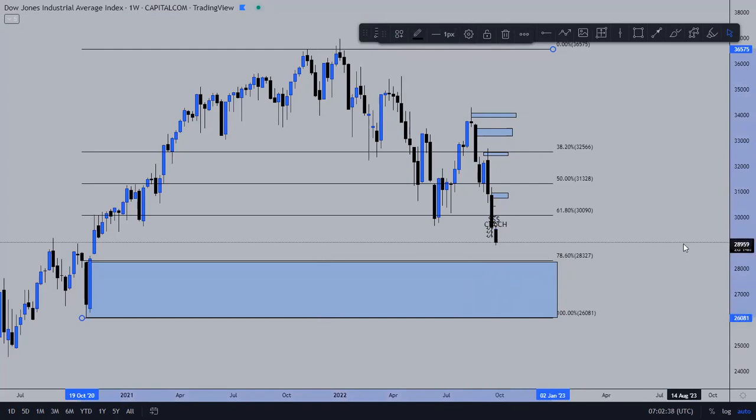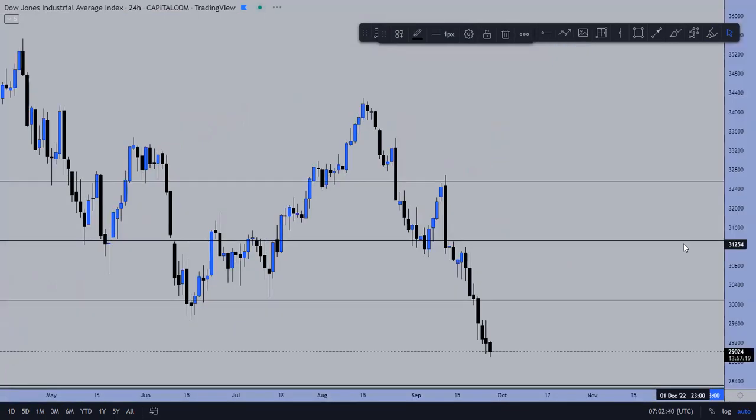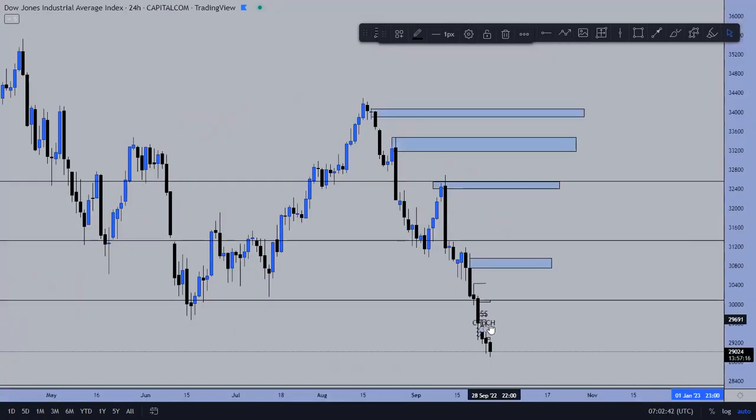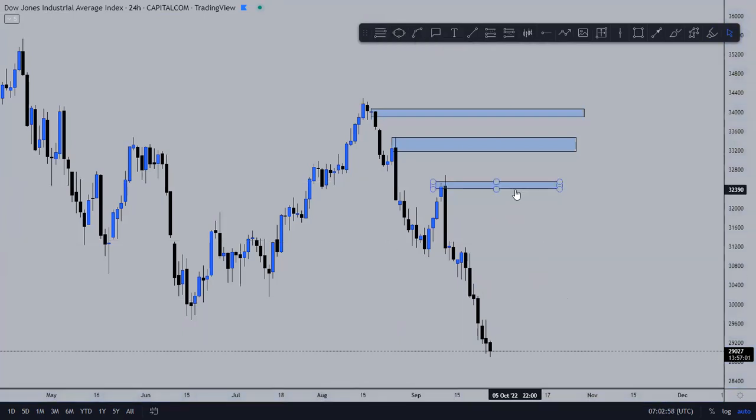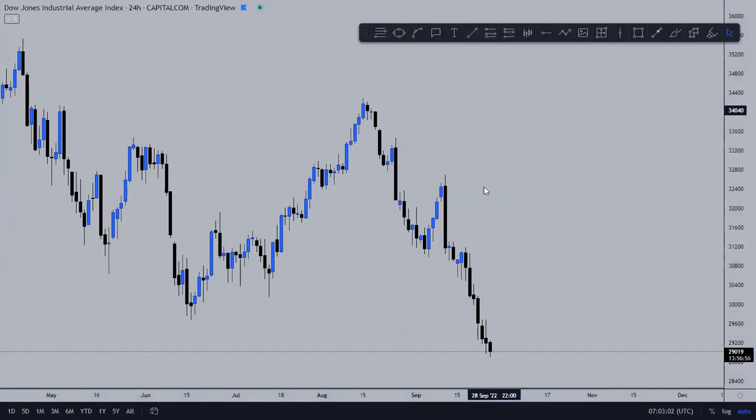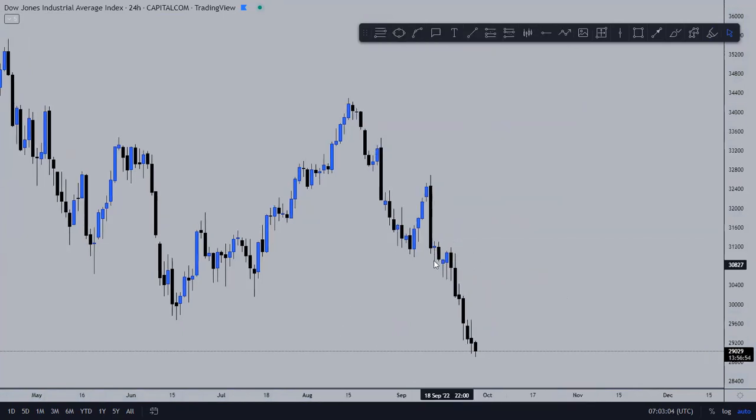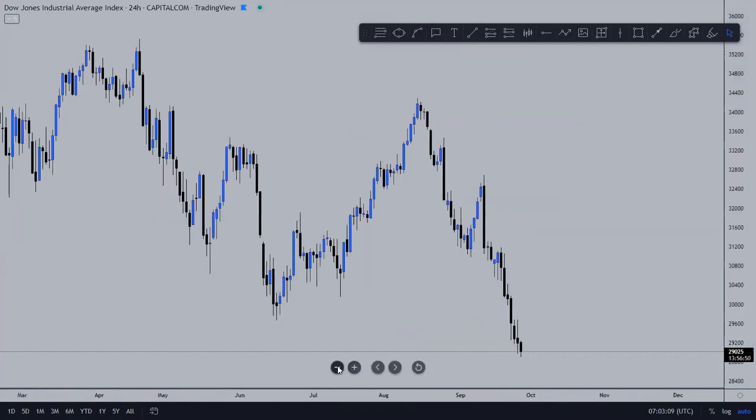Let's go to the daily. We can still push further down. Let me just remove everything. Right. Let me hide my Fibonacci. Okay. Let me remove all these zones. Not necessary for now.